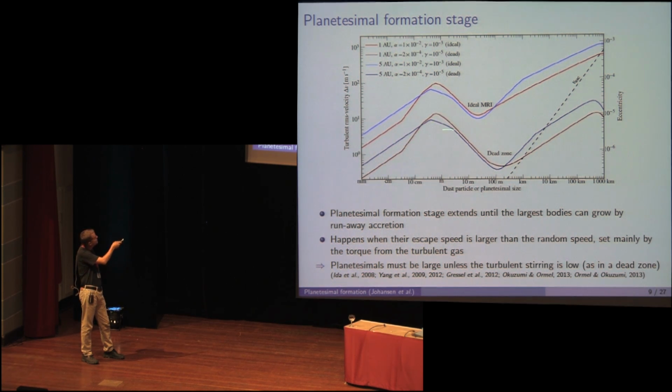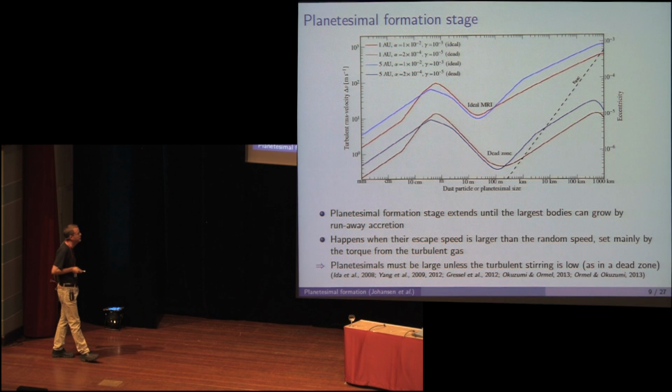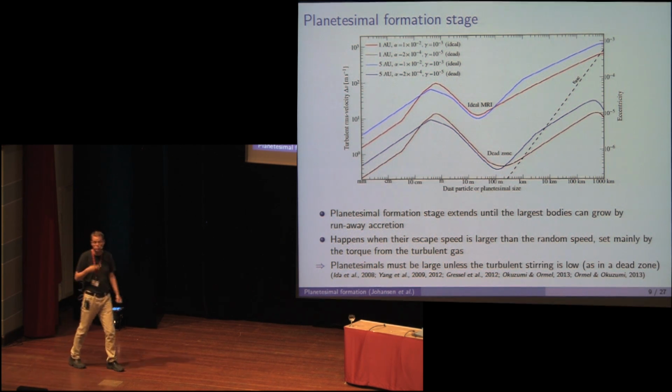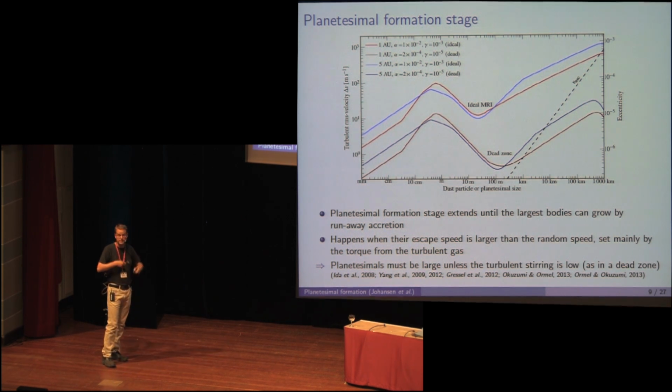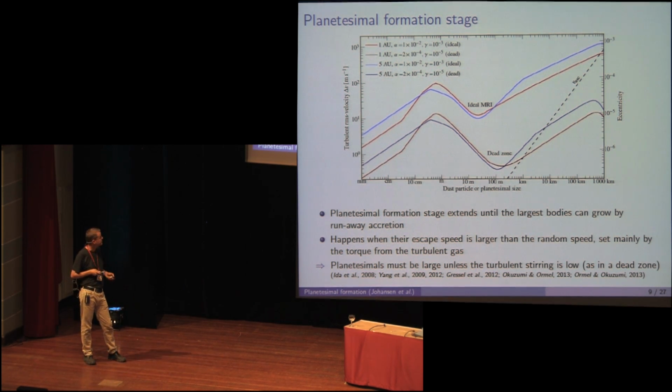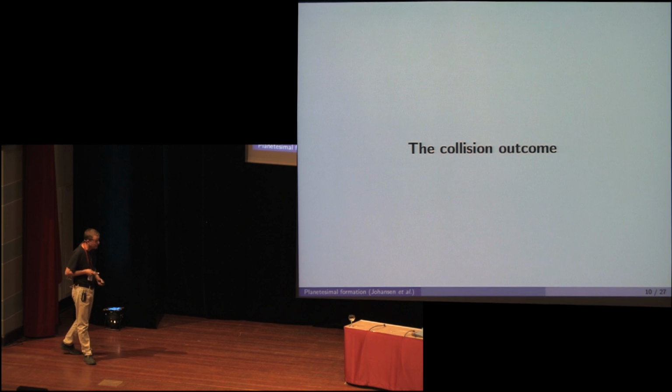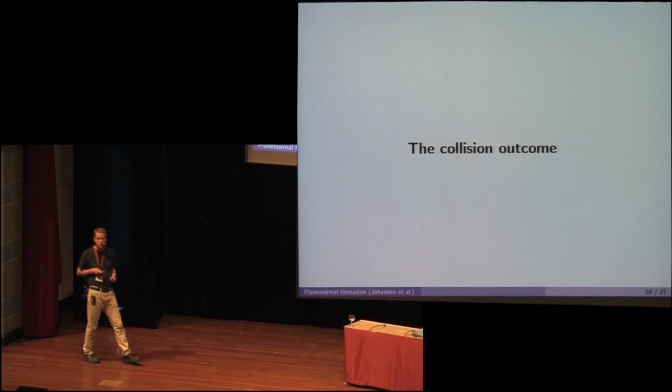So we have the peak here, and we have the valley here, and then we get the turbulent density fluctuations. But even in this case, you can see we need to grow to planetesimals that are somewhere between kilometers or 10 kilometers in size before we can undergo runaway accretion. So this is just making the point that the extent of the planetesimal formation stage actually depends on the amount of background stirring.